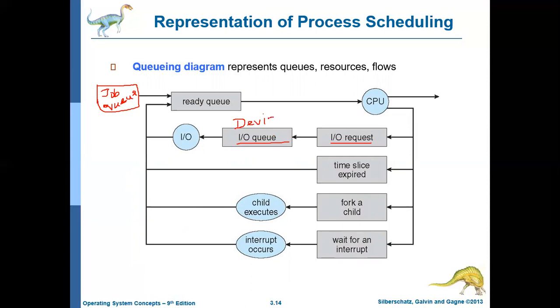It will enter into this particular queue because more than one process may request this particular IO device. When there are no more processes waiting for this particular IO, this process will be given access, and it will access the IO device and perform the IO operation. Once the IO operation is completed, again it will enter into the ready queue. So this is the case with respect to IO operation.